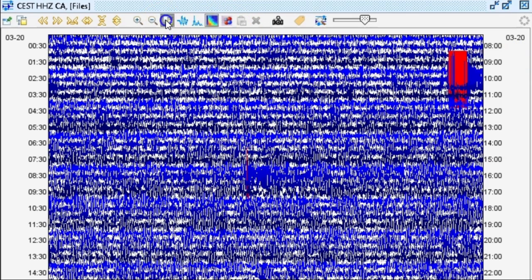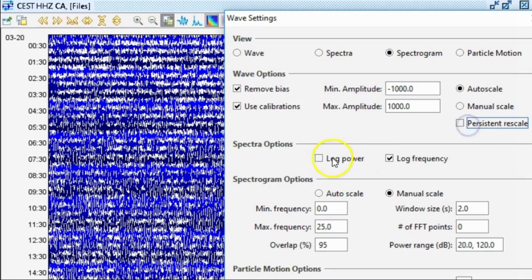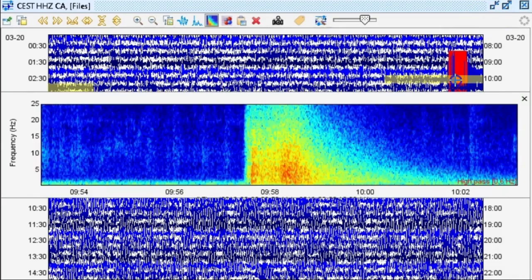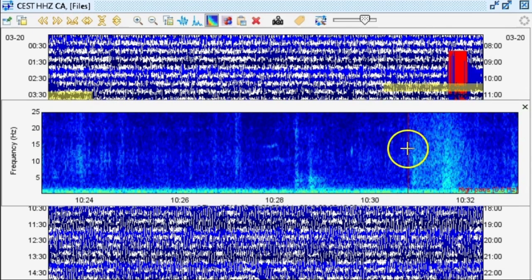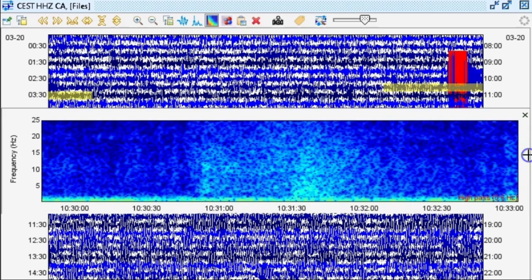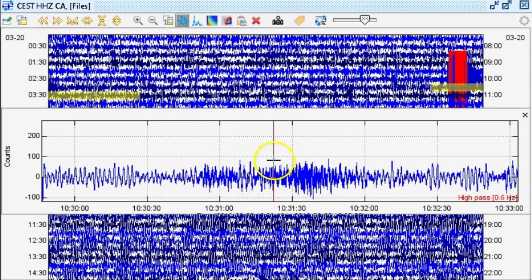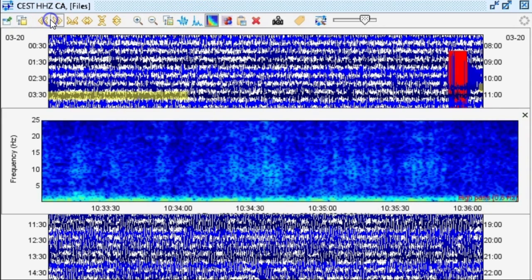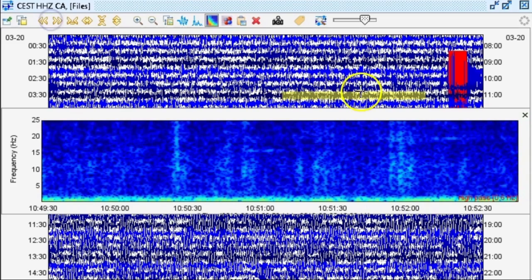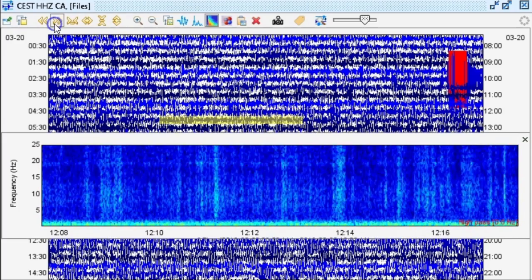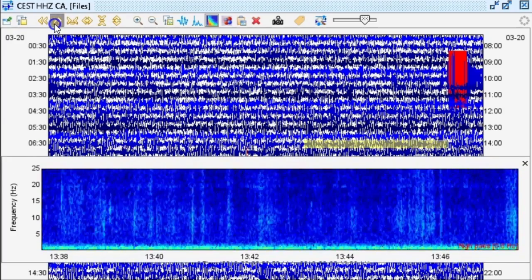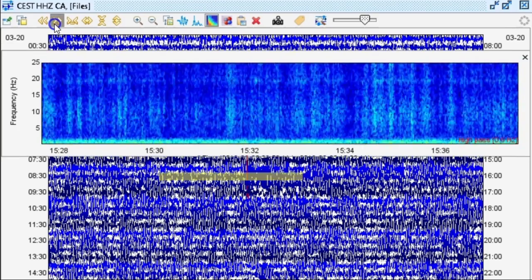Let's use the spectrogram and see if there are any other events throughout the day. Log power on. Let's see if there are any aftershocks that we can notice. There, right here, this is likely an aftershock. This looks definitely like a very teeny tiny aftershock. Keep going forward. Still not seeing anything at all. Not really much. So it's pretty much just the magnitude 3.9 in France. And that's pretty much it.